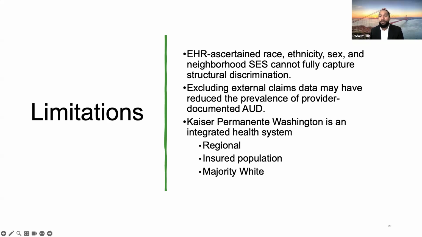And so by excluding the external claims data, or not having it, the AUD diagnoses provided by clinicians in the community, as well as some of those other religious groups or maybe even other sources, it may have reduced the prevalence of provider documented AUD observed in the study. And then Kaiser Permanente Washington is an integrated healthcare system, located in the northwest part of the United States, and has a majority insured and white population.